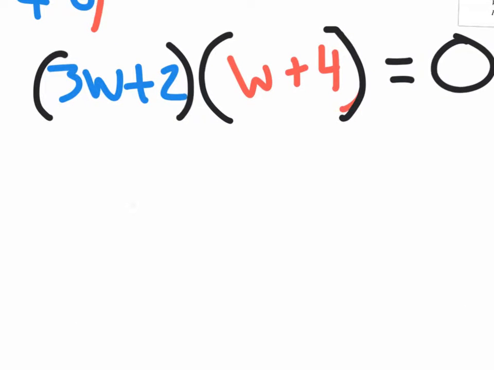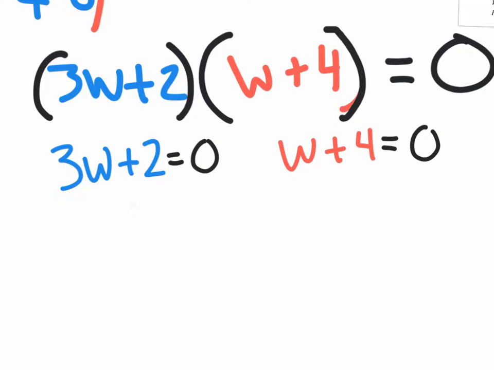The zero product property says that if you multiply something times something and it equals 0, the first something could be 0 or the second something could be 0. So there we have it. We set up the first binomial equal to 0, the second binomial equal to 0. So now we have two simple equations that we could solve.